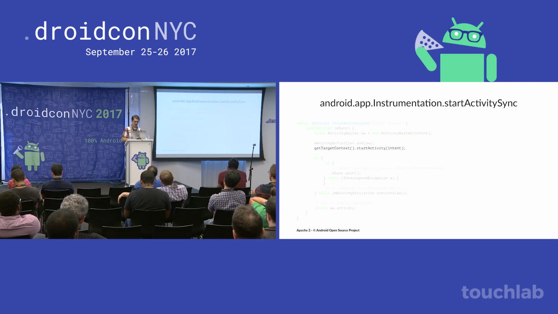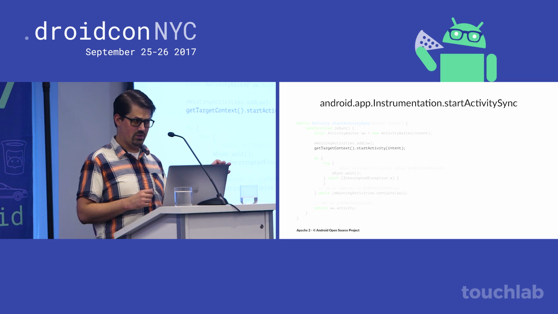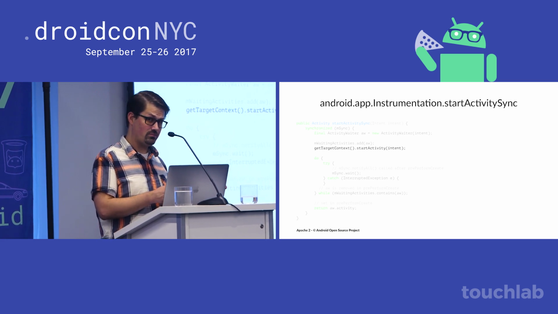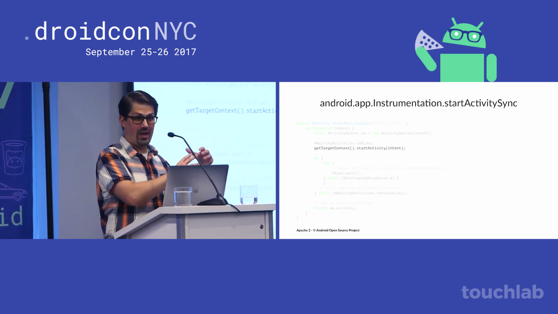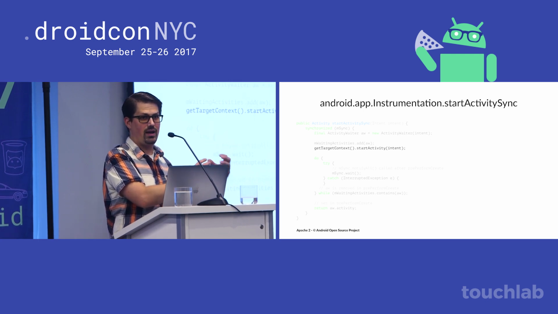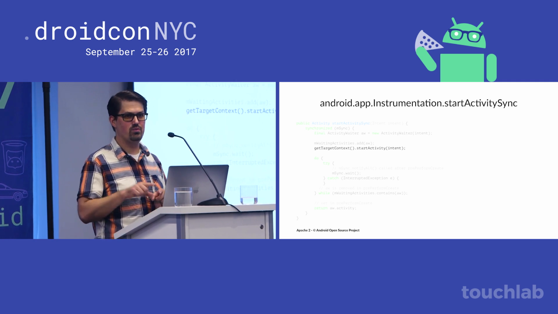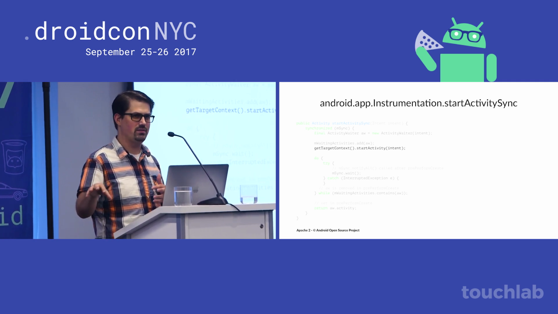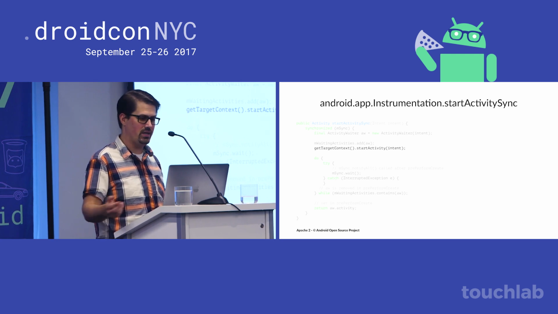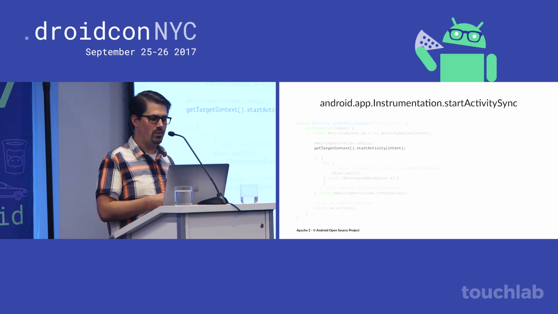All right, so what does that start activity sync do? This is the framework version. Well, it calls the normal start activity. And you notice get target context here. That's important. There are two versions on the instrumentation: get target context and get context. The difference is that get target context gives you access to the resources and the things included in your app APK, whereas if you call just get context, that context is pointing to your test APK, so it's looking for activities and resources inside of your test APK. Since generally your activity is part of your app APK, you want the target context.